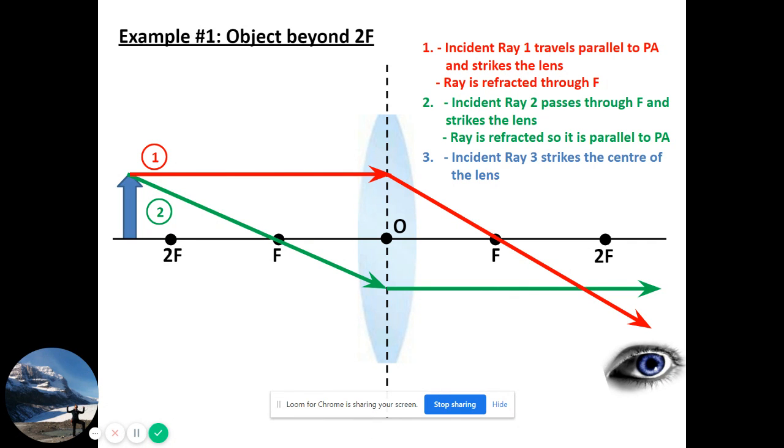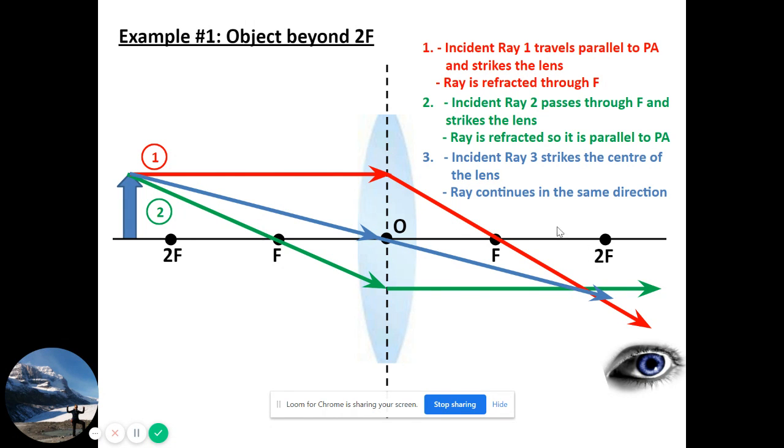Here, we're looking for a third ray that strikes the center of the lens. And what I'm talking about is this point O. And from your notes yesterday, this point O is what we call the optical center. So when it passes through there, the ray will continue onwards going in the same direction. So it passes just straight through. So what I would do is actually use my ruler, put it flat down, and draw the line straight through.